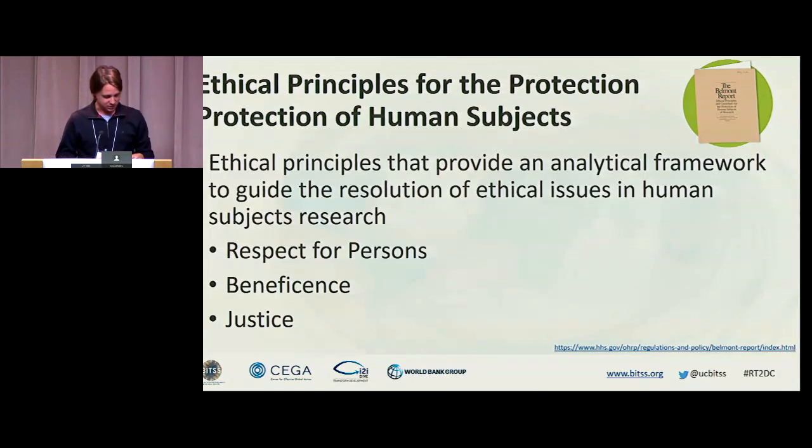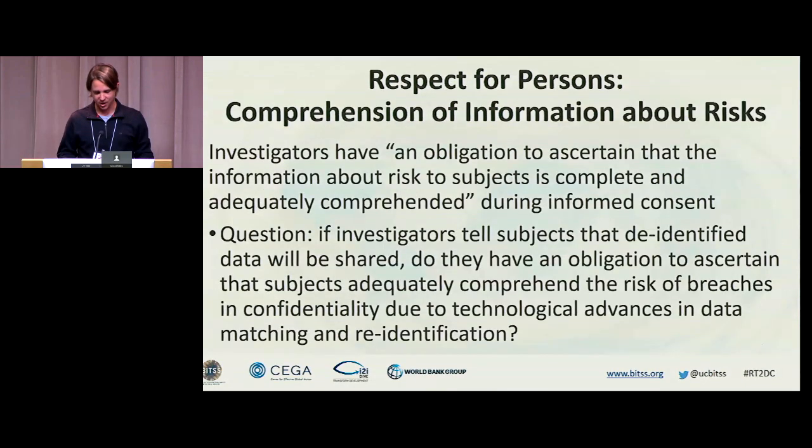So in terms of respect for persons, one of the things that's discussed is the comprehension of the information about risks, particularly in the informed consent process. So I quote that investigators have an obligation to ascertain that the information about risks to subjects is complete and adequately comprehended during informed consent. So my question for you, if investigators tell subjects that de-identified data will be shared, the thing that you're going to learn to do in a second, do they have an obligation to ascertain, to really make sure that subjects adequately comprehend risks of breaches in confidentiality due to technological advances in data matching and re-identification?